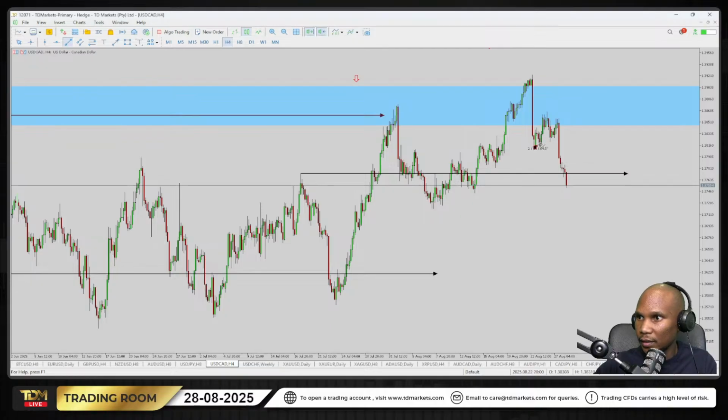All right. So yeah, USD CAD, it has turned bearish now. So another correction, we go down. Correction, we go down until we reach this low. That is what we are looking at.